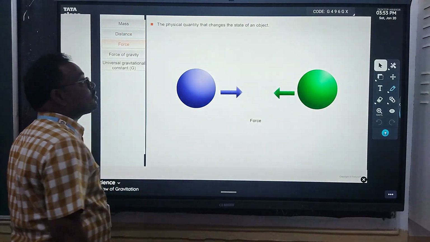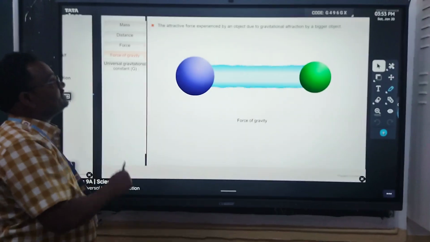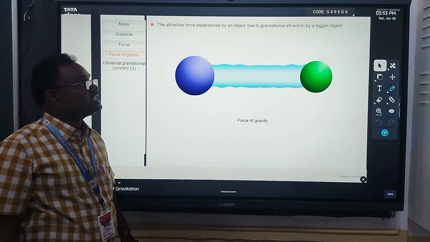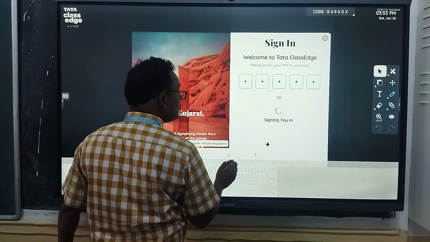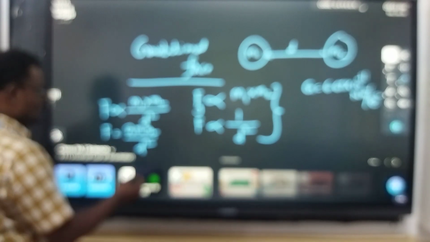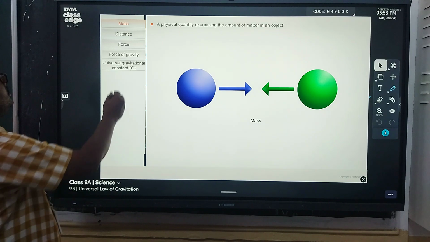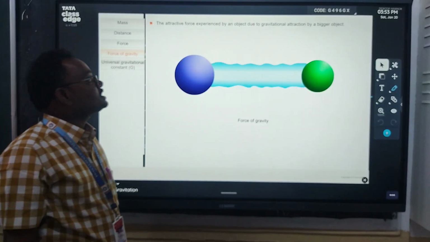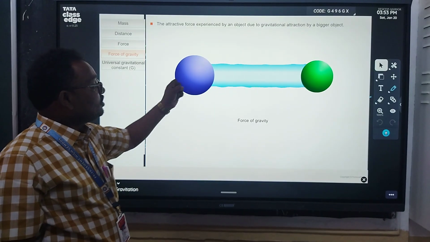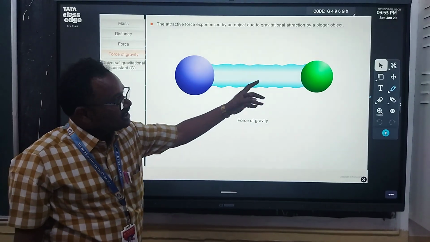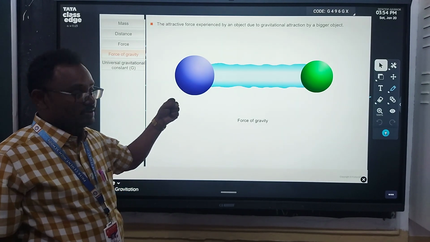And force is the physical quantity that changes the state of an object. Next, force of gravity: the attractive force experienced by an object due to gravitational attraction by a bigger object. Here, this violet color is the bigger object and the green color body is the smaller object. So there will be more force of gravity towards this one.